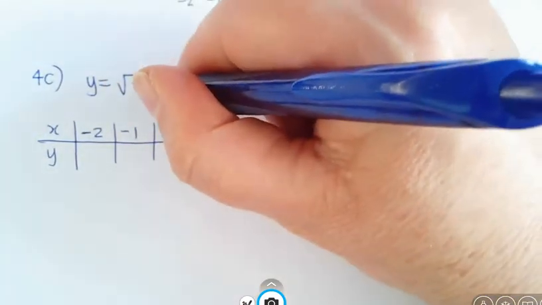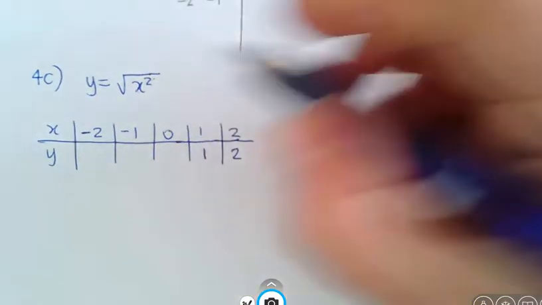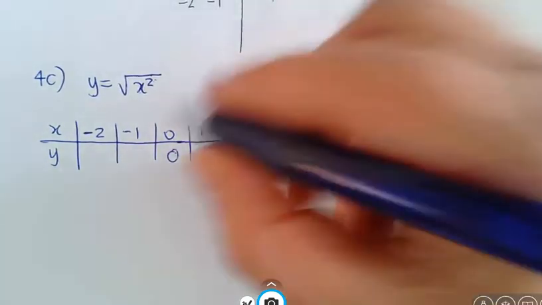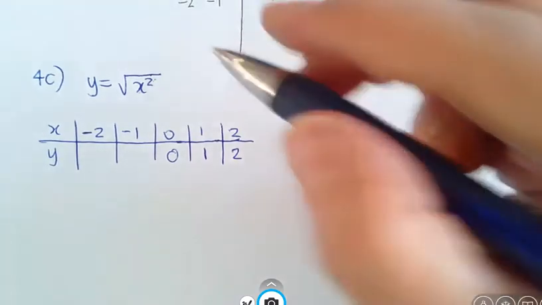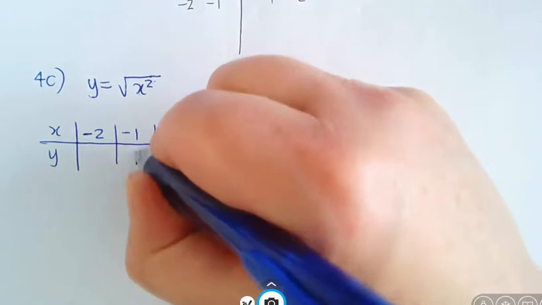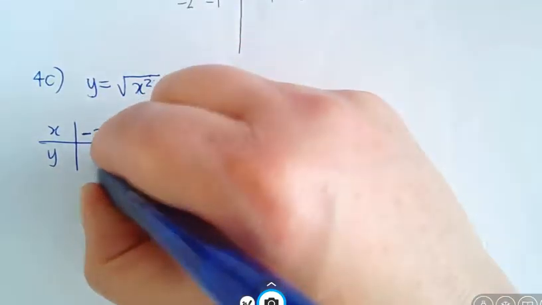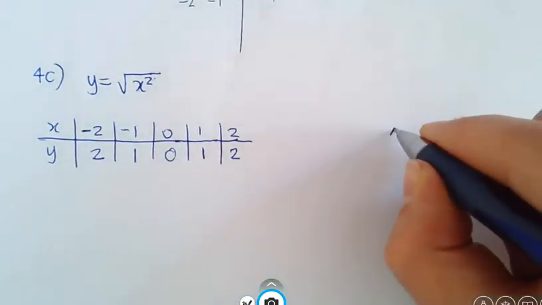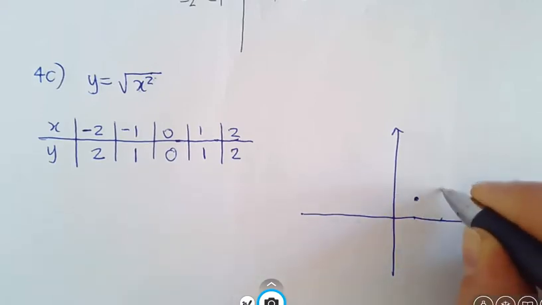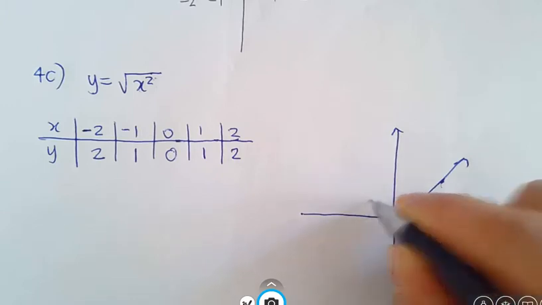All right, 2, when x is 1. 1 squared is 1. The square root of 1 is? 0 squared is 0. The square root of 0. All right, good. Now you have to do the squared first. -1 squared is? The square root of 1 is? And -2 squared is 4. The square root of 4? You'll know it. 2, 1, 0, 1, 2.